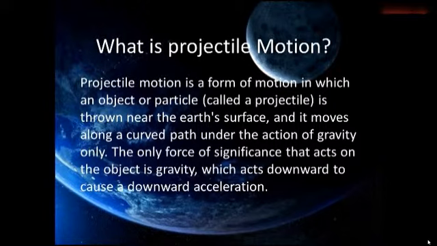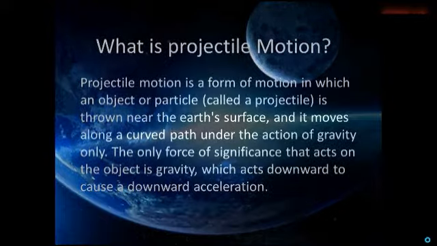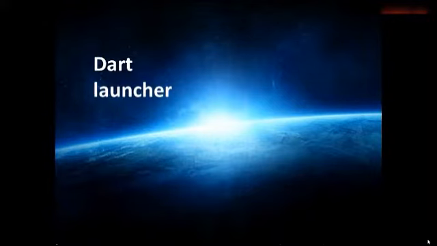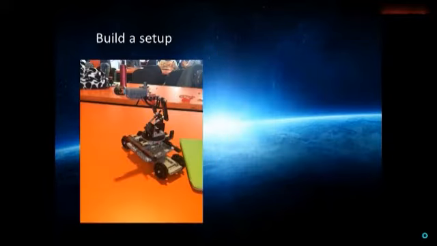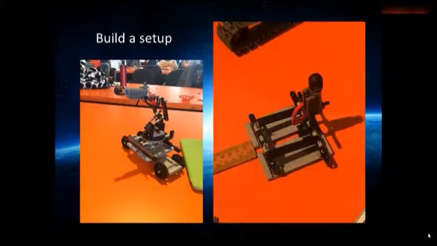Today I'm going to do a projectile movement experiment, and I need a dart launcher. The dart launcher is a very important thing I have to use. But of course I can't just use it like this, so I have to build a setup. You might think this one is very cool, but actually I'm going to use the one beside it. I also need a ruler.